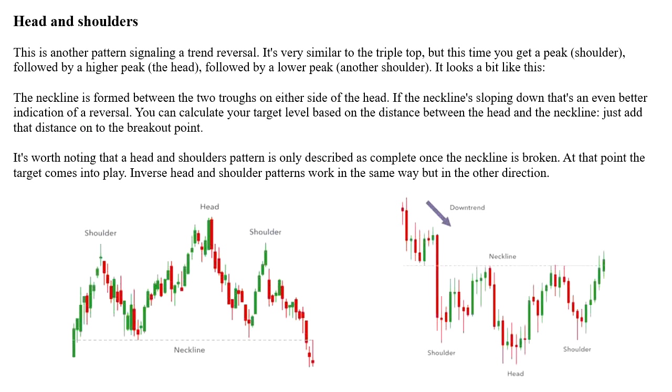Head and shoulders. This is another pattern signaling a trend reversal. It's very similar to the triple top, but this time you get a peak, the shoulder, followed by a higher peak, the head, followed by a lower peak, another shoulder. It looks a bit like this. The neckline is formed between the two troughs on either side of the head. If the neckline's sloping down, that's an even better indication of a reversal.